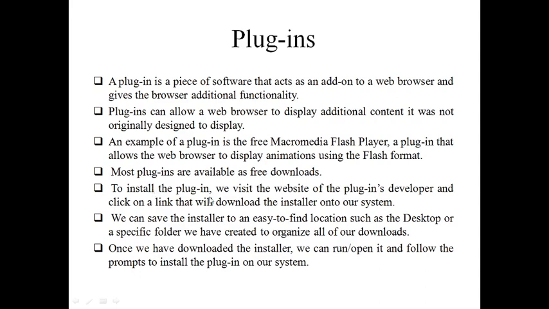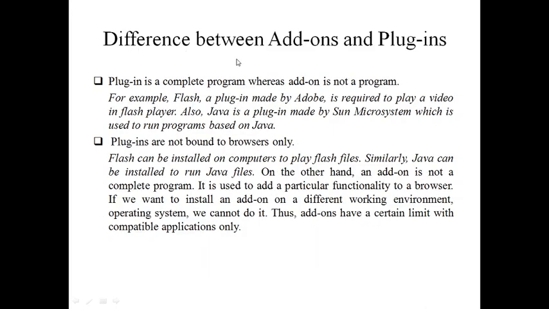To install the plugin, we visit the website of the plugin's developer and click on a link that will download the installer onto our system. We can save the installer to an easy to find location such as the desktop or a specific folder we have created to organize all our downloads. Once we have downloaded the installer, we can run or open it and allow the prompts to install the plugin in our system. Now let us see what is the difference between add-ons and plugins.